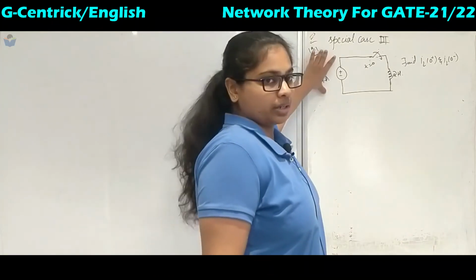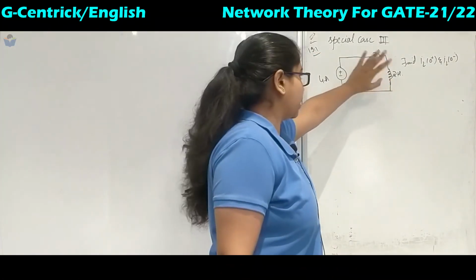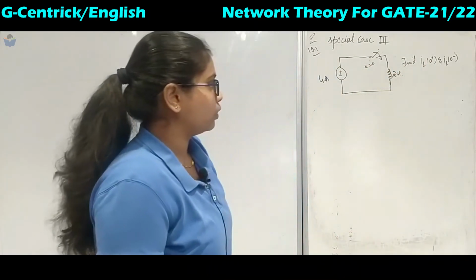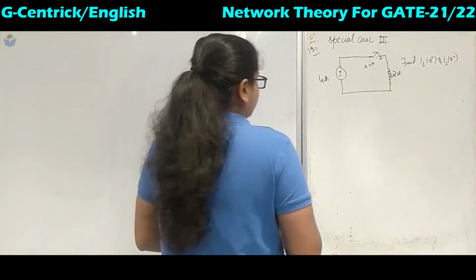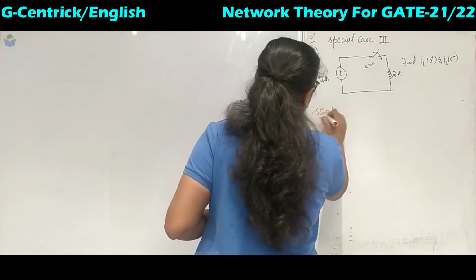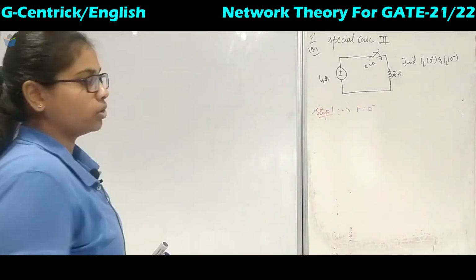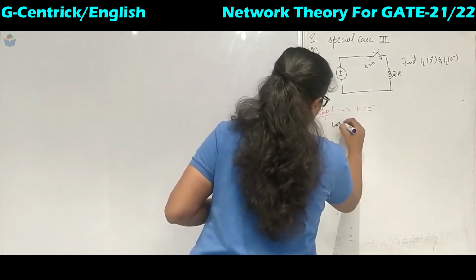Coming to this special case 3, where we have got an inductor, which is replaced by the capacitor, and the switch is closed at t equal to 0. We have to find IL of 0 plus and IL of 0 minus. So coming to step 1, we will analyze at t equal to 0 minus. So it is without source.